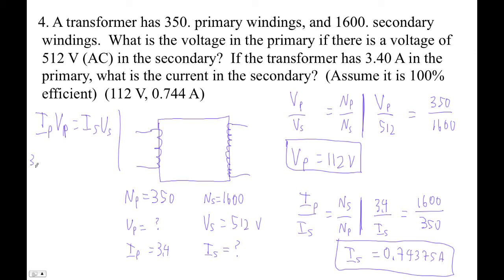I can go 3.4 times 112 equals IS times 512. And now I can just do this: 3.4 times 112 divided by 512. And I get exactly the same thing. I secondary is 0.74375, okay? I like that because it really tells you what it really is. It's power in equals power out. And I feel like the IB formula, this thing obfuscates that, okay?